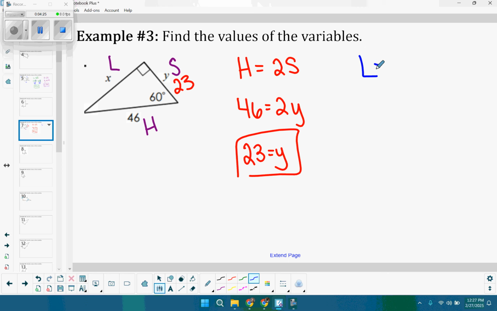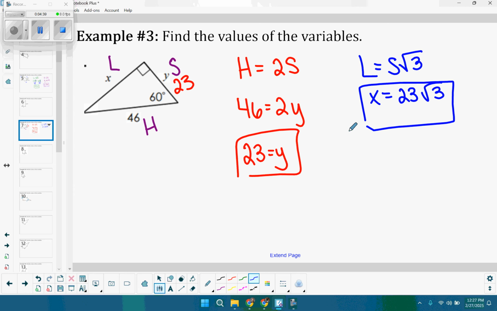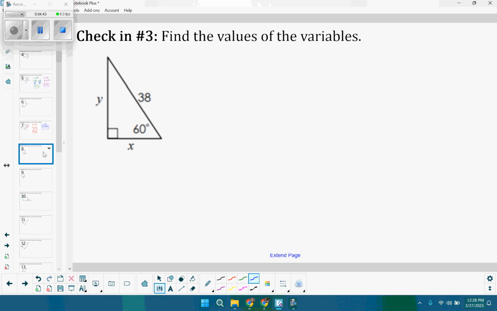The other formula was L equals S times the square root of 3. So that's going to be X going in for L equals, we just found out S is 23 times the square root of 3. These are not like terms, so I can't simplify any further. That's it. I'm done with that problem. Here's a check-in for you to try. Pause. Answers are posted on Google Classroom.